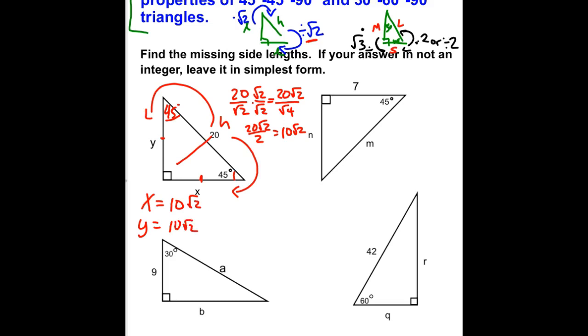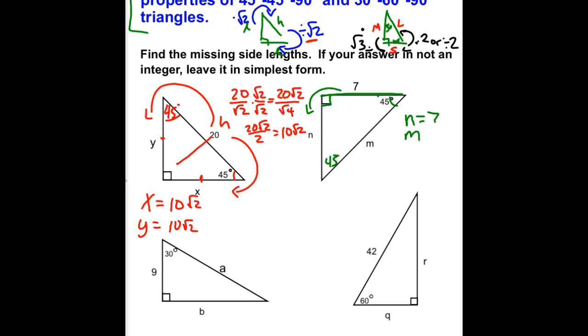Okay, we jump over to the next one. This one's a little bit simpler because we're given a 90, we're given a 45, we've got another 45 over here, and we're given 7. Now 7 is one of the legs because it's not across from the right angle. So you need to get both n and m. Well, the legs are the same. So if it's 7 up here, this n is also 7.